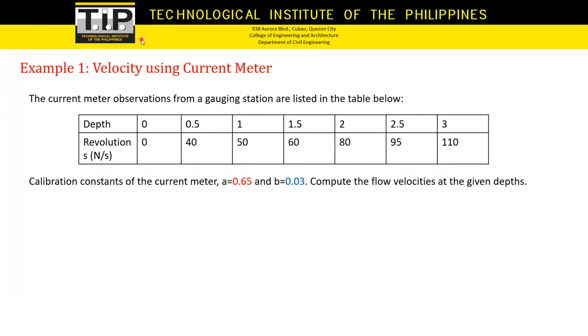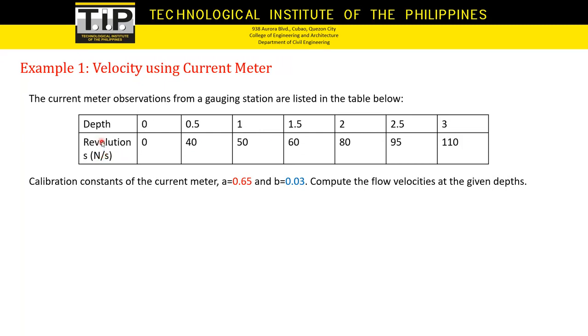Okay, so let's have some sample problems. Here we have velocity using current meters. The current meter observations from a gauging station are listed in the table below. They placed different current meters, at the depth of 0, and also at 0.5, 1, 1.5, deeper and deeper. And these are the revolutions we got from our current meter.